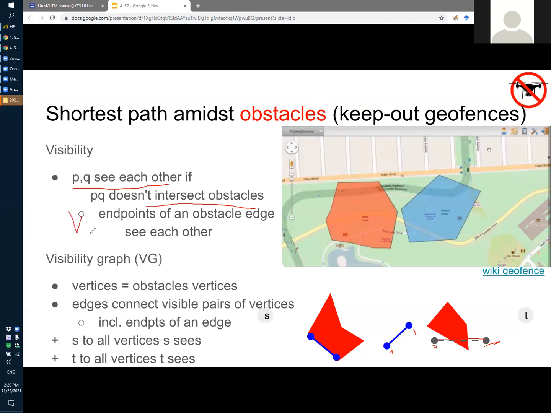One technical detail which may raise questions is whether the two endpoints, let's say, of an edge of an obstacle, whether they see each other or not. And we will say that yes, they do see each other. So if you're right here on the edge or at the vertex and right here, then yes, you do see each other. And also if you're here in the middle of an edge and here in the middle of the same edge, yes, we say that these 2 points also see each other. So this is the notion of visibility.